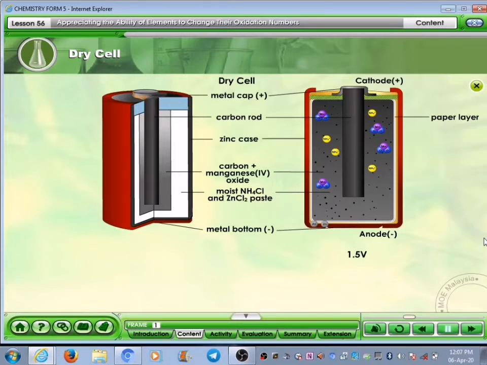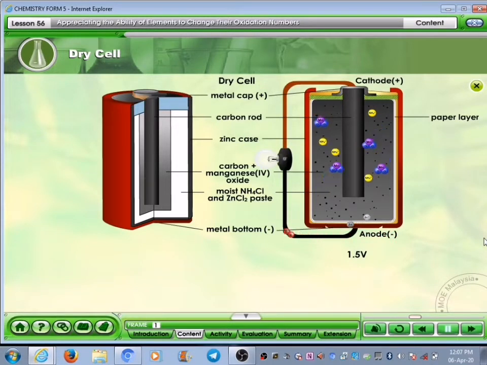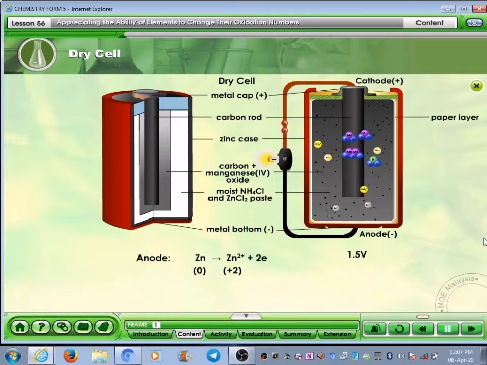The outer zinc container is the anode. Here, the zinc is oxidized. The electrons travel along the external circuit to the cathode. In this half reaction, the zinc is oxidized from an oxidation state of 0 to +2.